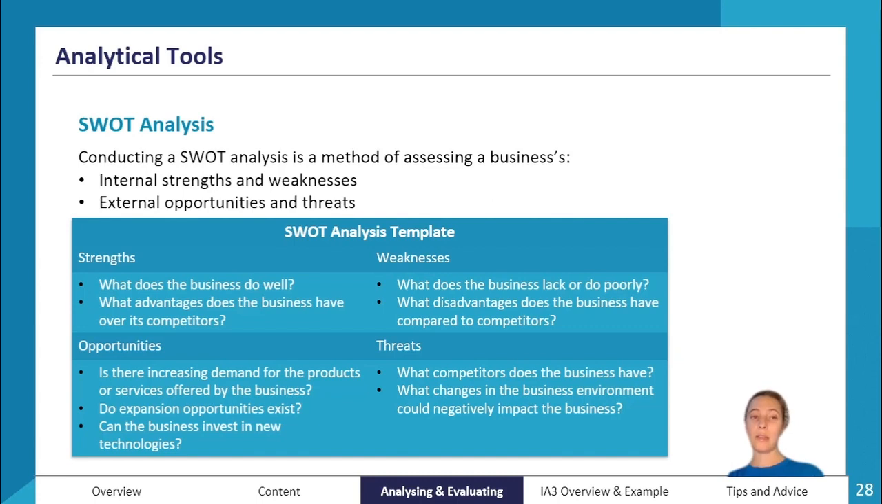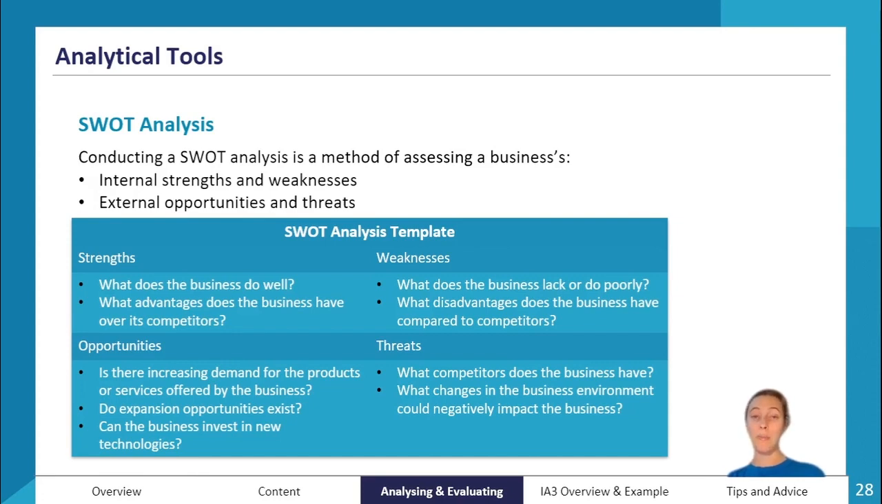So the SWOT analysis. This is about looking at two areas of the business. So the internal area where you're looking at strengths and weaknesses. So what does the business do well, and what advantages does it have over competitors? And then on the other hand, what does it lack or do poorly, and what disadvantages does the business have compared to competitors? And then you're looking at the external opportunities and threats.